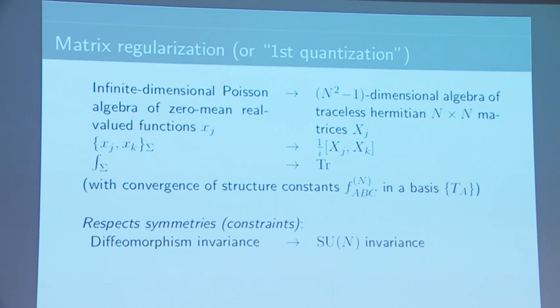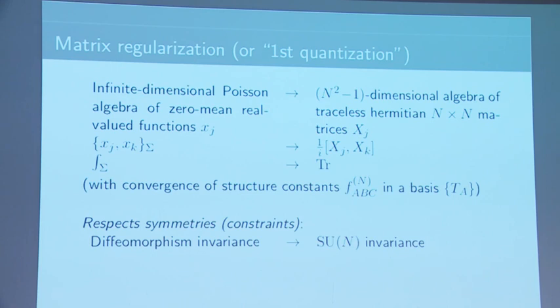So we're then going over to an algebra of traceless, Hermitian, N by N matrices. So the tracelessness is from the zero mean and Hermitian from the real valued functions. And then N is the matrix size. And then in this representation, we represent the Poisson bracket by the commutator of the matrices, and the integral on the surface goes over to the trace.